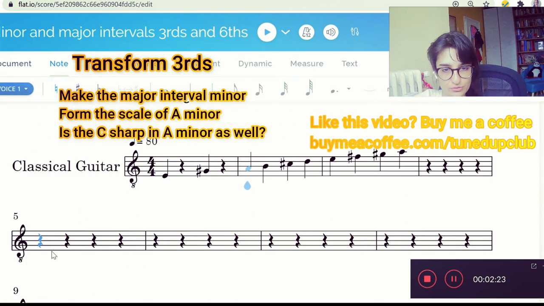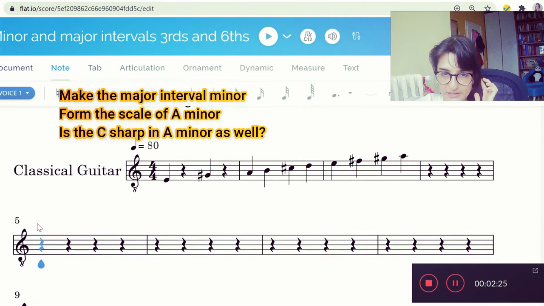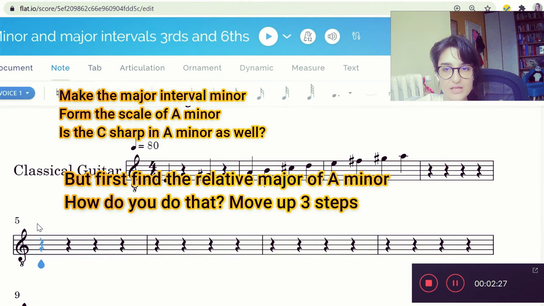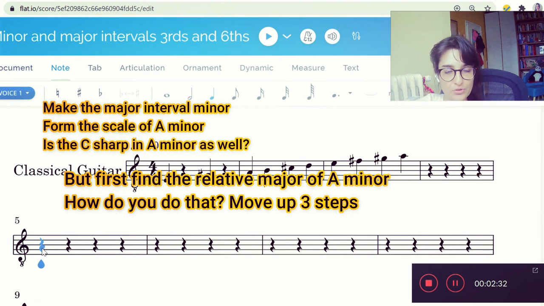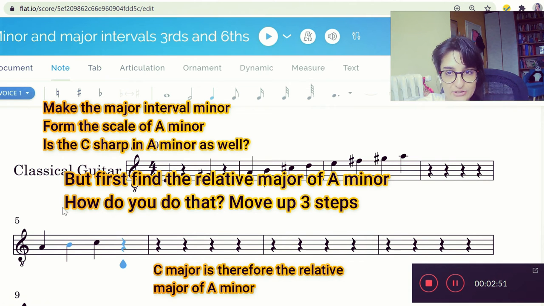And I'll show you how to do it. We need to find the relative major first. How do we find it? We do 1, 2, 3. We do a stepwise movement, ascending of 1, 2, 3 from the note. Okay, so we did 1, 2, 3. We end up on the C. The C major is the relative major of A minor.